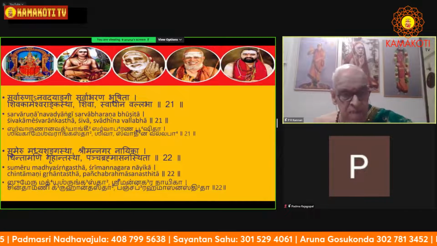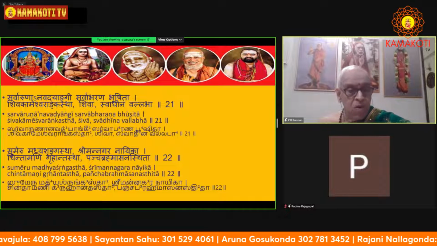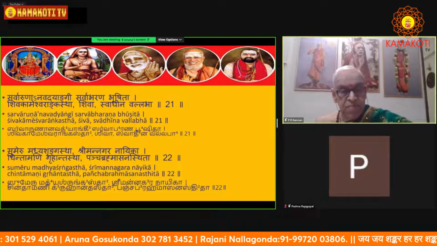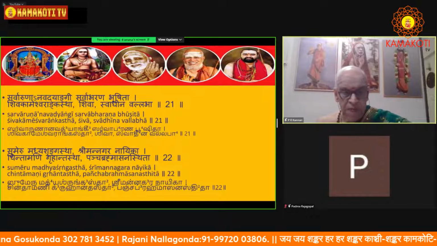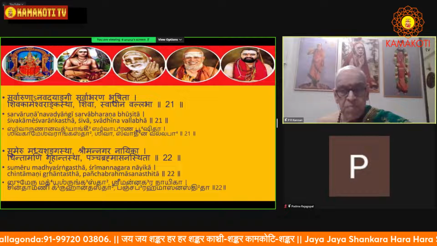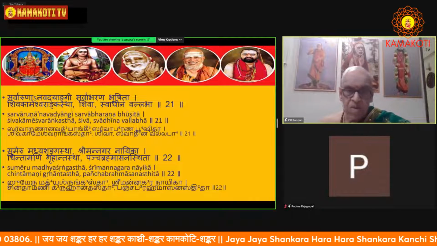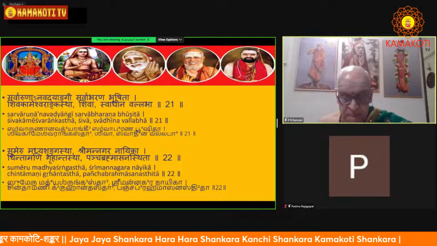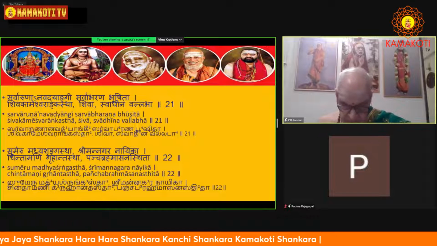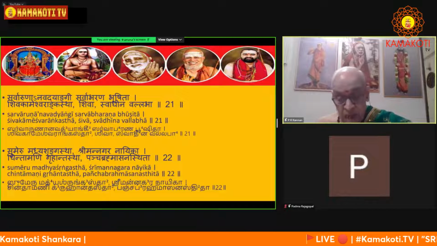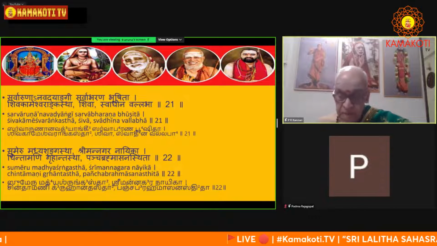Sumeru Madhya Shringatha. Now this is the location of Sripuram where Devi resides. Sumeru is the Meru mountain, and Shringa is the peak. Sripuram is located on the central peak on top of Sumeru mountain. That is what he says here. But actually, this is one description of Sripuram. This is given by Durvasa in Lalitha Sahasranama.